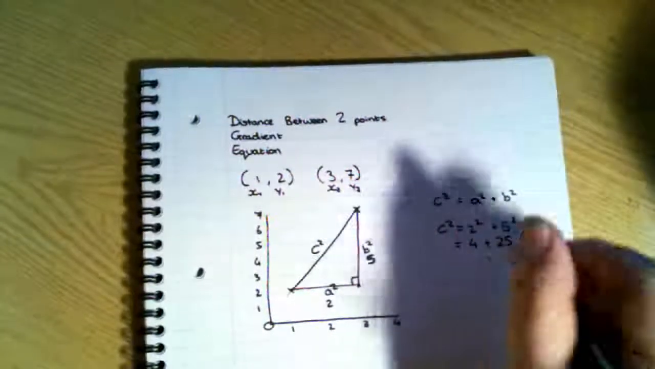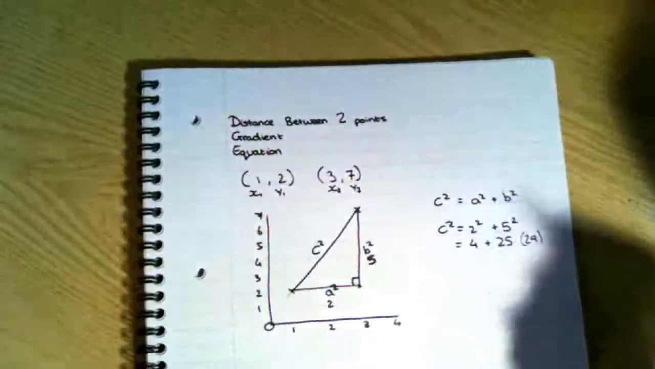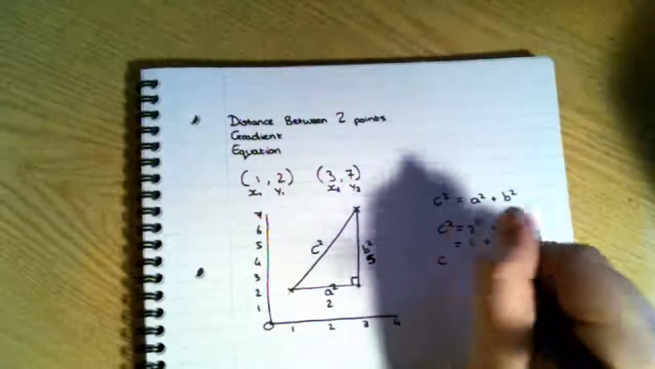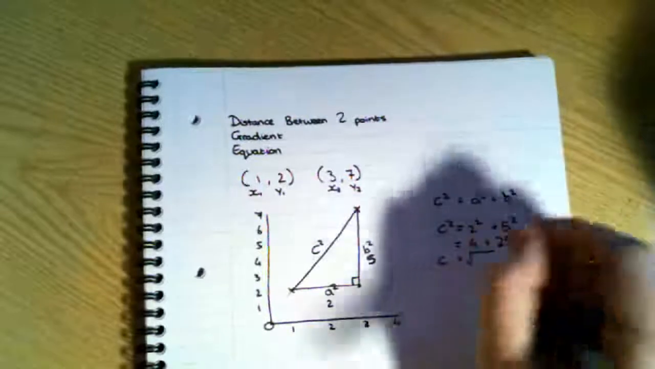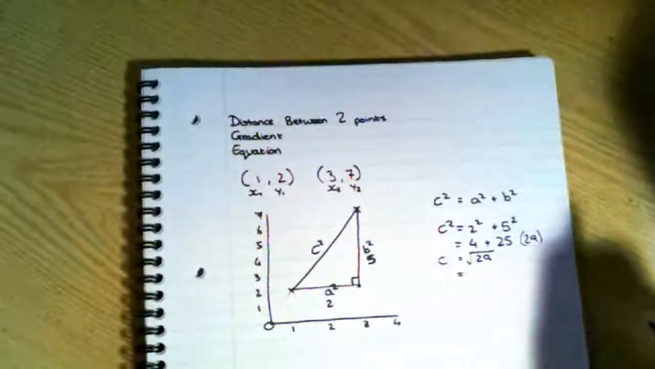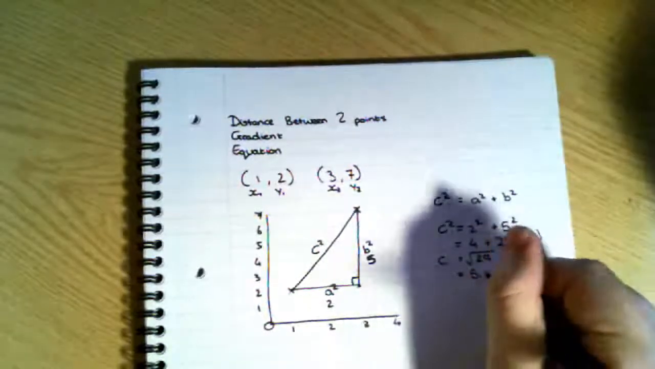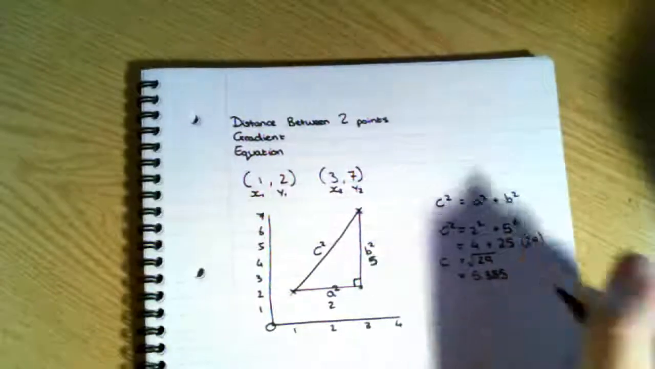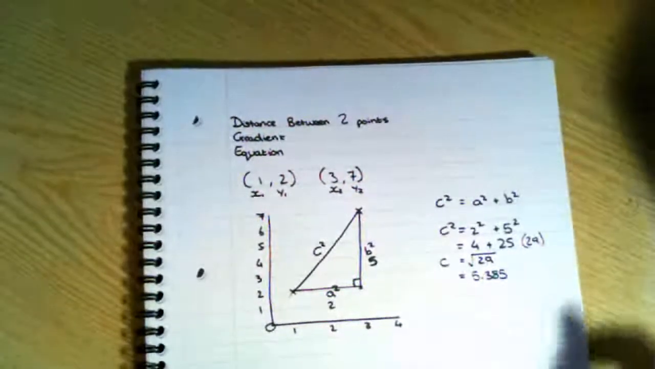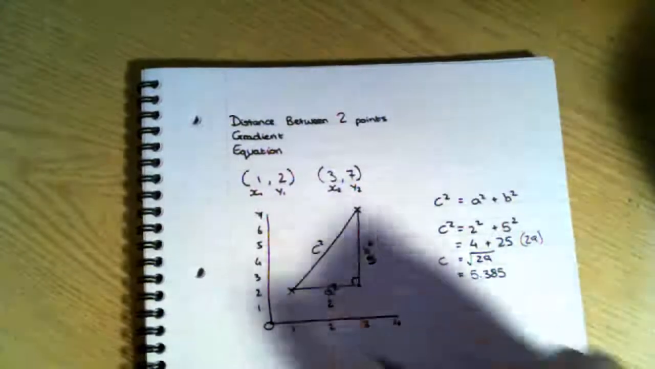So now you know that C squared equals 29. And to get it to C, obviously you just need to square root it. So C equals the square root of 29. I've already done this calculation ahead and the answer is 5.385. So that's what C is. C is 5.385, simple distance.